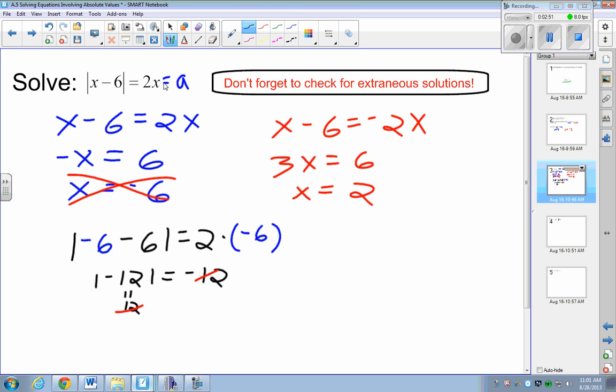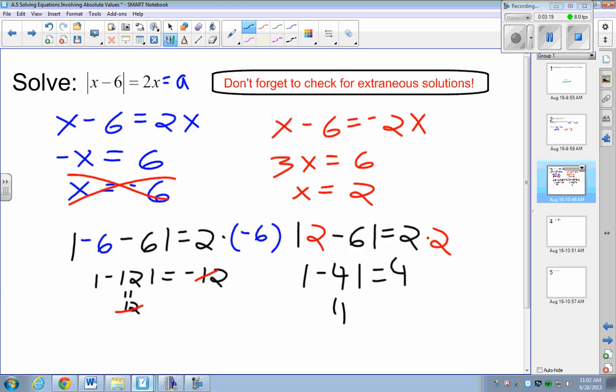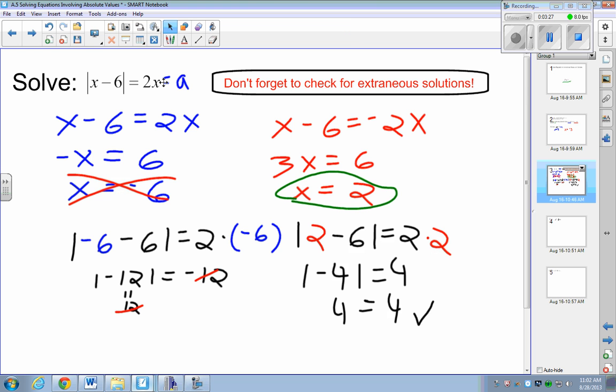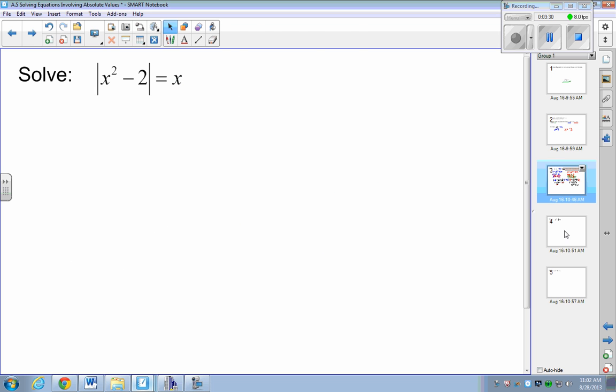Alright, but let's try it for 2. So we have the absolute value of 2 minus 6 is equal to 2 times 2. And so this is going to be equal to the absolute value of negative 4 and 4. Like I said earlier, the absolute value of anything negative is positive, so 4 equals 4. So we put the check mark on this one, and that means x equal to 2 is our only solution. Alright, so let's move on to a different example.